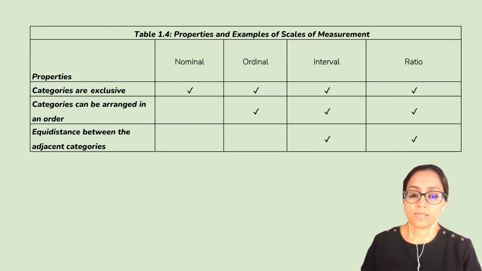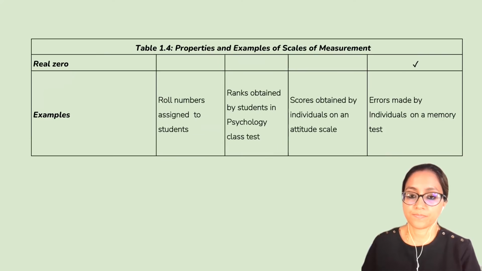So these are the certain properties. Some of these properties will be present in all of the scales, and some of the properties will be present in some of the scales. So, for example, categories are exclusive in nominal, ordinal, interval, and ratio scale. Categories can be arranged in an order in ordinal scale, interval scale, and ratio scale. Equidistance between the adjacent categories can be obtained in interval scale and ratio scale. Real zero is present in the ratio scale.